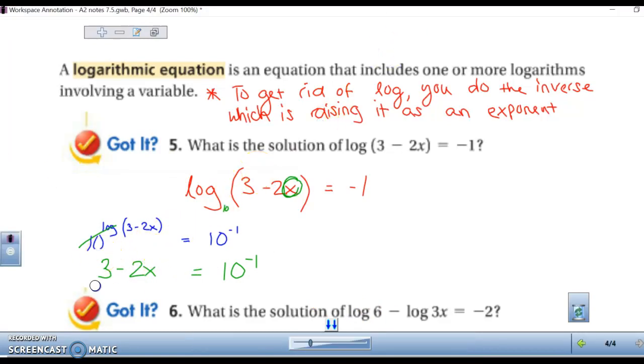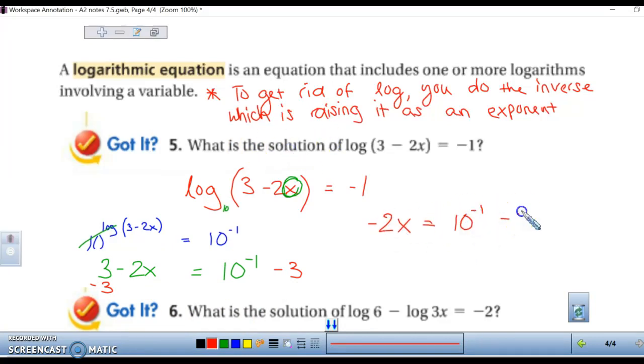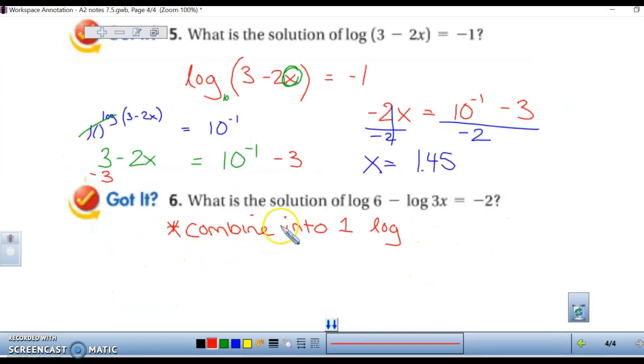So we're going to subtract 3 from both sides. So we have negative 2x equals 10 to the negative 1 minus 3. And then divide by negative 2. And the whole thing gets divided by negative 2. So plug that into your calculator, and you get an answer of 1.45.